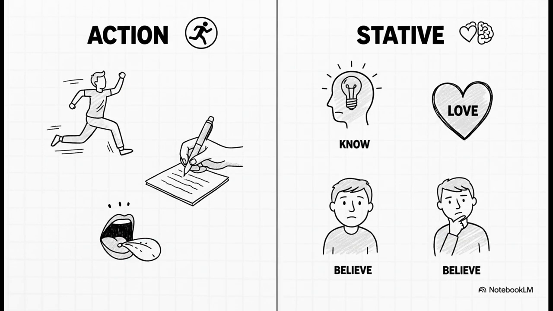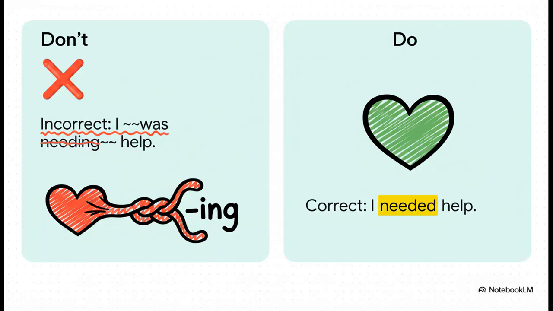You need to be really careful with this special category of verbs we call stative verbs. These describe states or conditions, not really actions. We're talking about verbs like know, want, love, or need. And these verbs, they don't usually like the ing form. For instance, we'd never say, I was needing help. It just sounds, well, it sounds weird, right? Exactly. Instead, we'd just use the past simple. I needed help. So for these state verbs, always stick to the simple form.